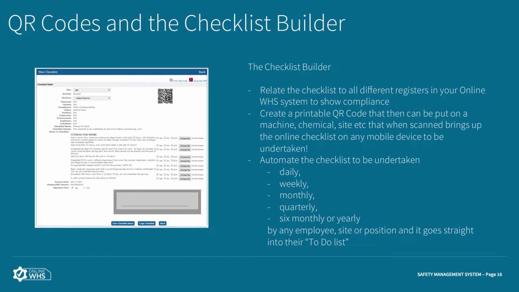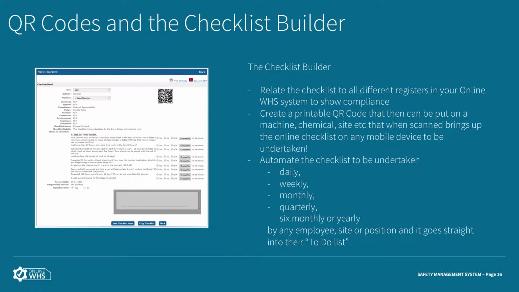But the beauty about this checklist builder is that, say you've got a checklist inside the system, wouldn't it be great if you could say, I want this checklist done daily, weekly, monthly, 6 monthly, 12 monthly, and relate it to either a site, a person, a position, a qualification, or a contractor. It automatically goes into that person's to-do list each month, and you don't even have to think about it anymore. That person just logs onto the system, hits one icon with a to-do list, and brings up the checklist they need to do.